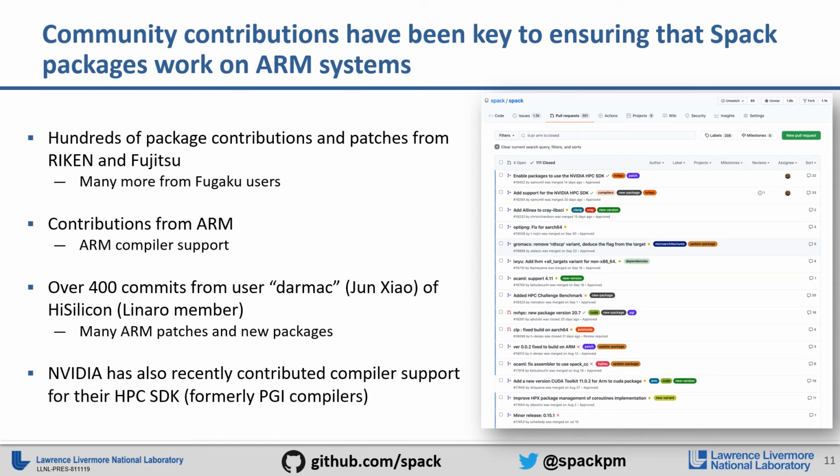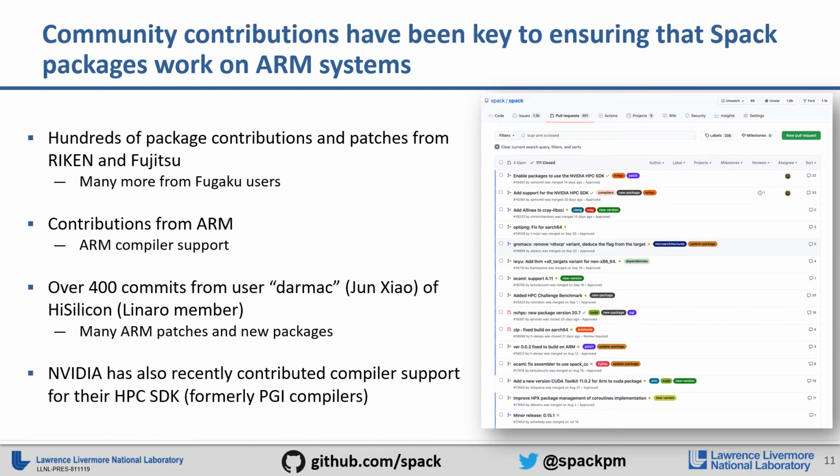Community contributions have been key to ensuring that Spack packages work on ARM systems. If I just search for ARM in the Spack repository, I find over 100 PRs that have to do with ARM. But if I look at the users who are contributing packages for ARM, I counted over 400 different pull requests that had something to do with ARM. So it's really a lot of contributions that are coming back into Spack from these systems.